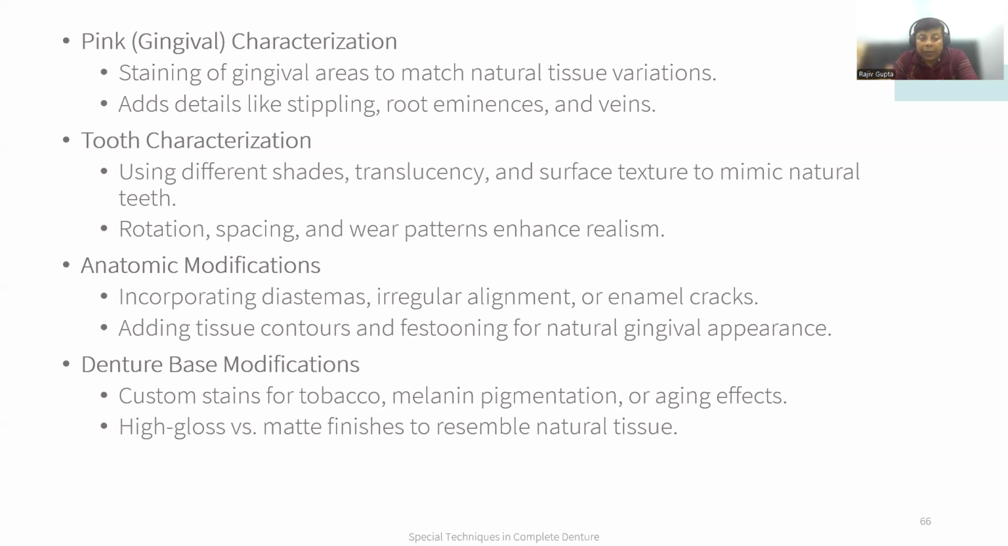We can have anatomical modification, like we can incorporate diastema or enamel cracks. All these modifications can be done in our dentures to suit individual requirements or aesthetic needs. Even the denture bases can be modified by sometimes adding stains of tobacco or melanin pigments.